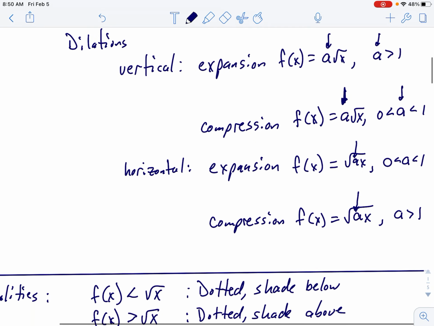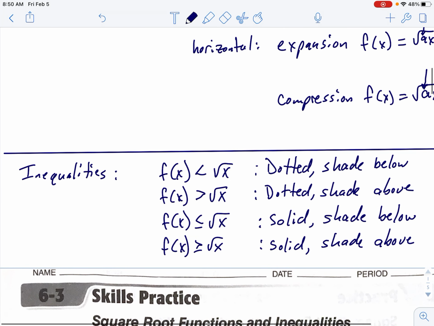But ultimately you can use Desmos. And then we're going to do some inequalities. Remember, inequalities are less than, greater than, less than or equal to, greater than or equal to. When you graph a function that is a less than inequality, that's going to have a dotted line or dotted graph with shading below the graph. Less than would be below. Greater than is above, but again a dotted line.